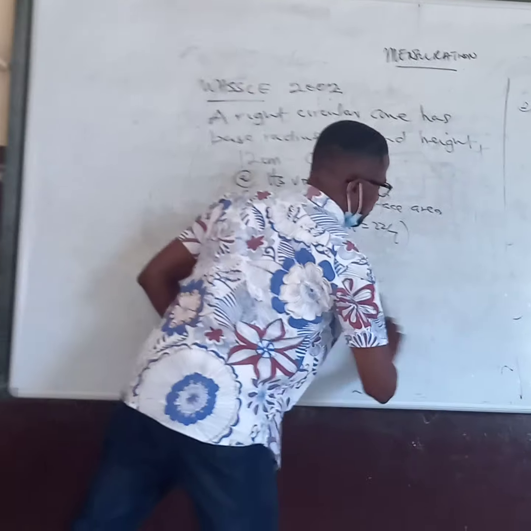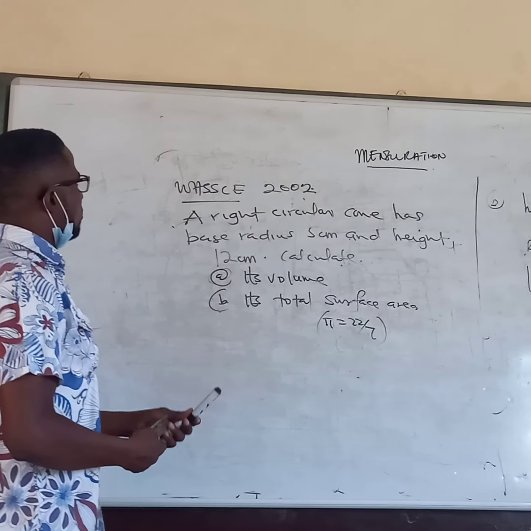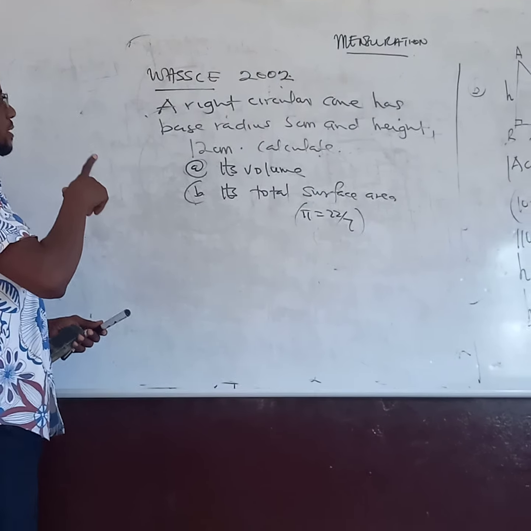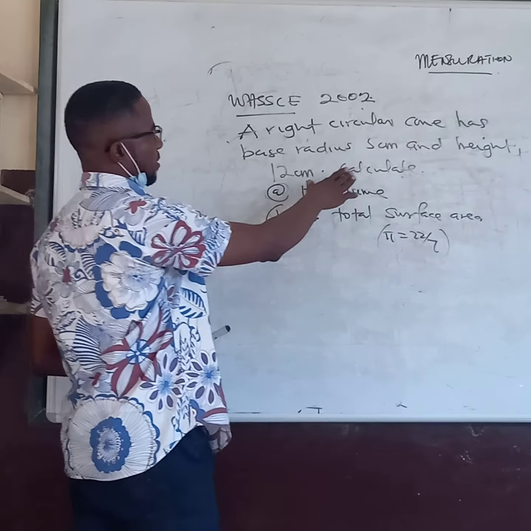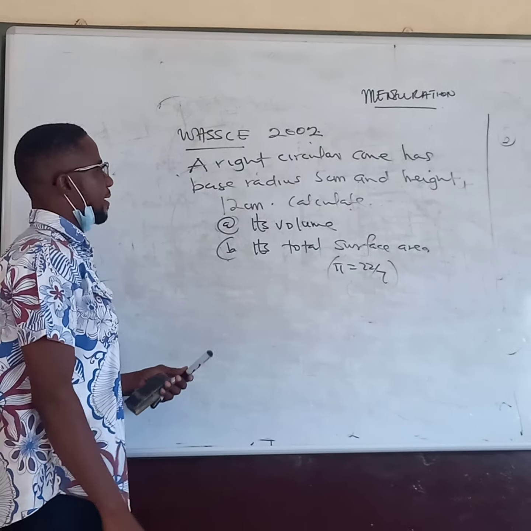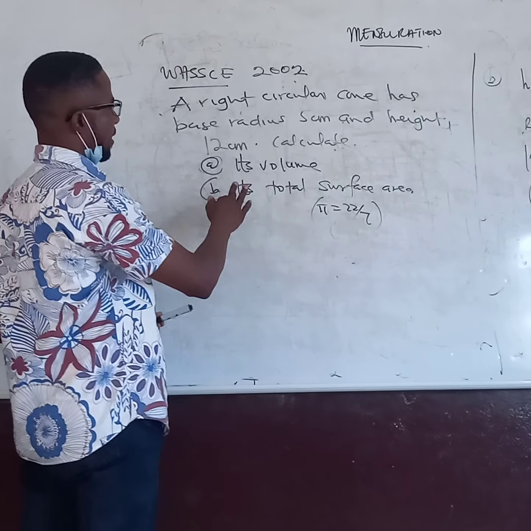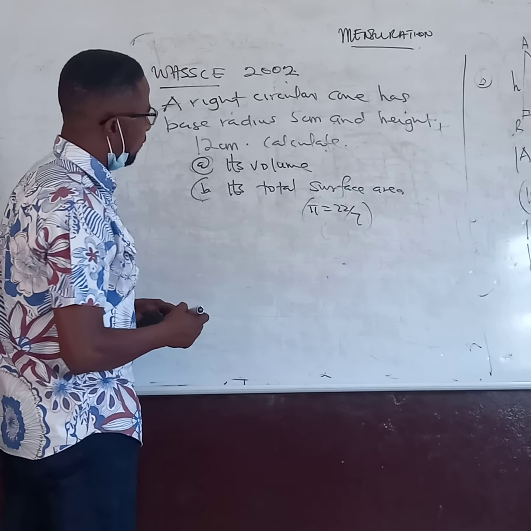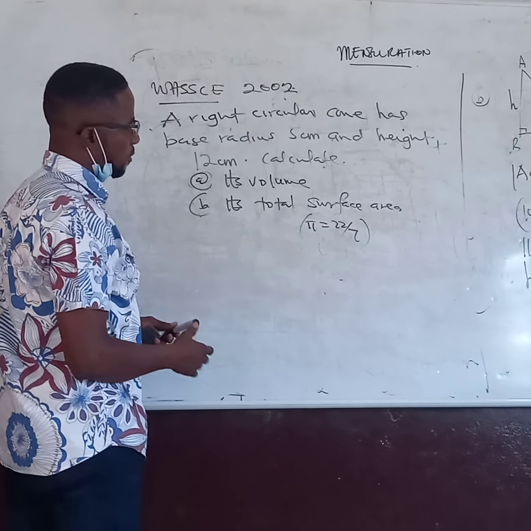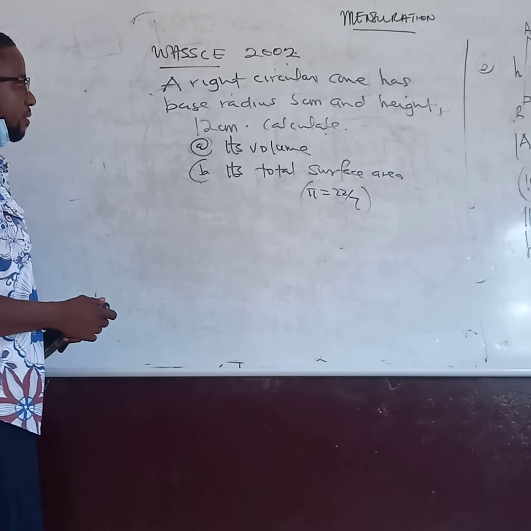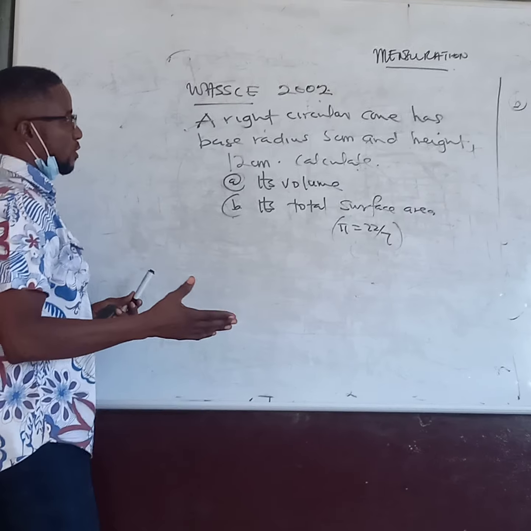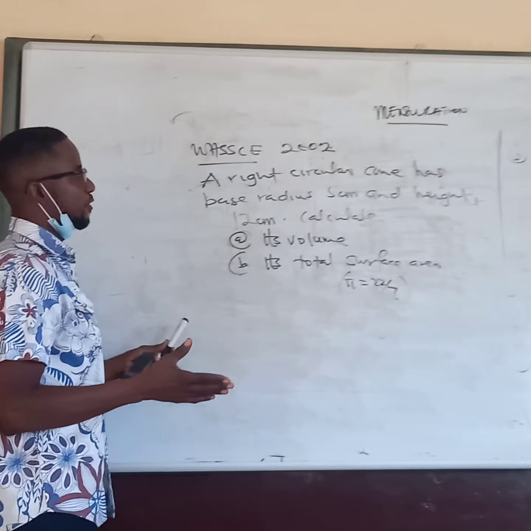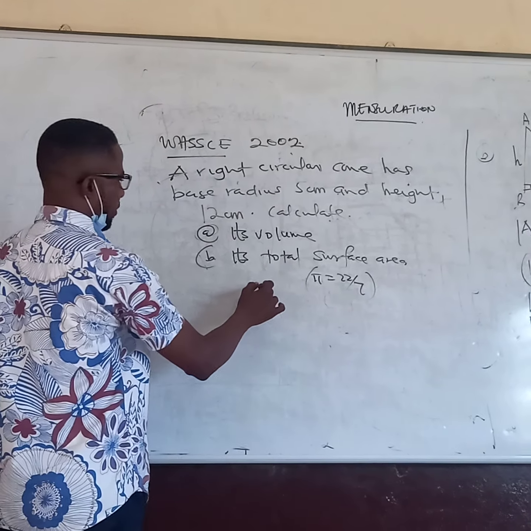So let's take this one too. What's 2002? The right circular cone has base radius 5 centimeters and height 12 centimeters. Calculate A, its volume, then B, its total surface area. And pi was given as 22/7. For this one, the cone was not actually drawn for you, so you have to do the drawing yourself.